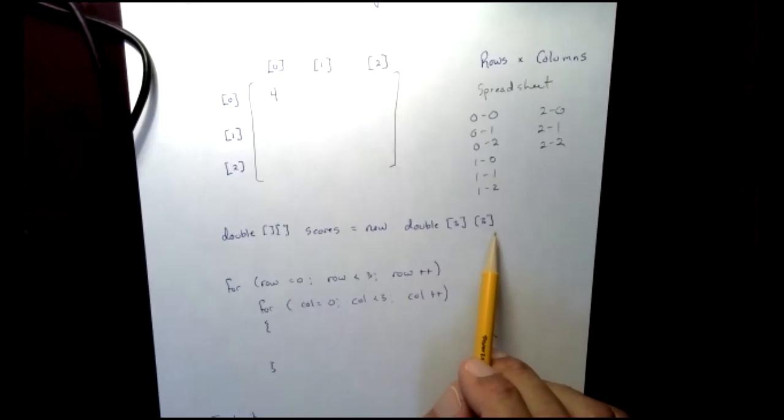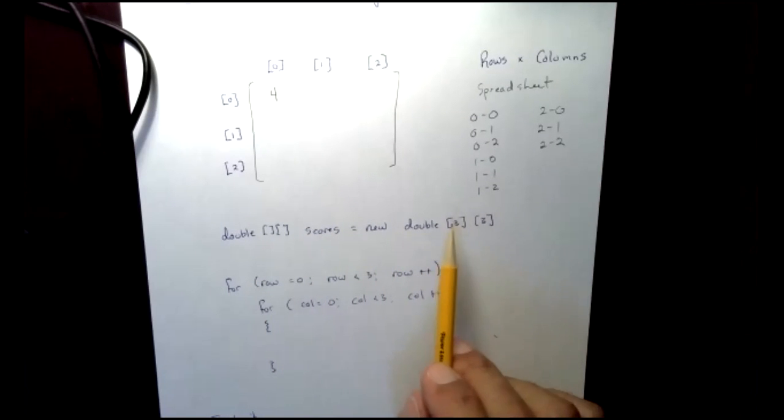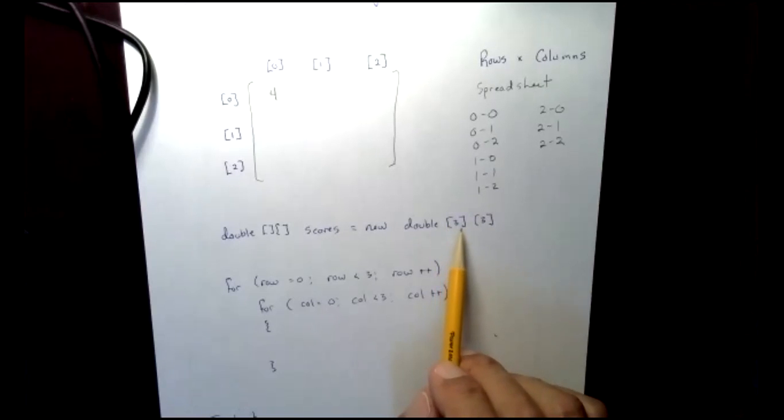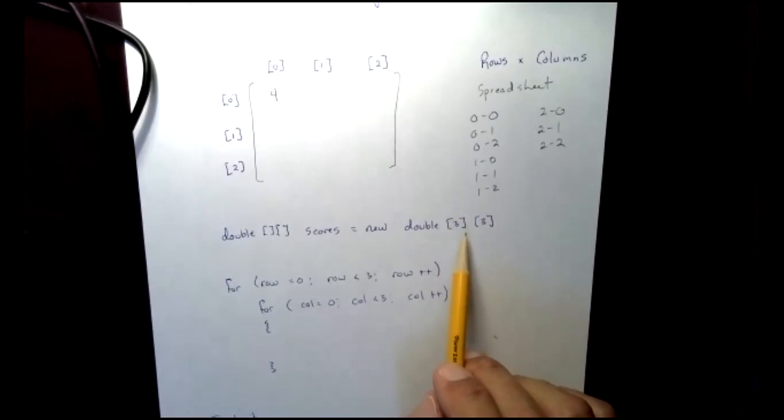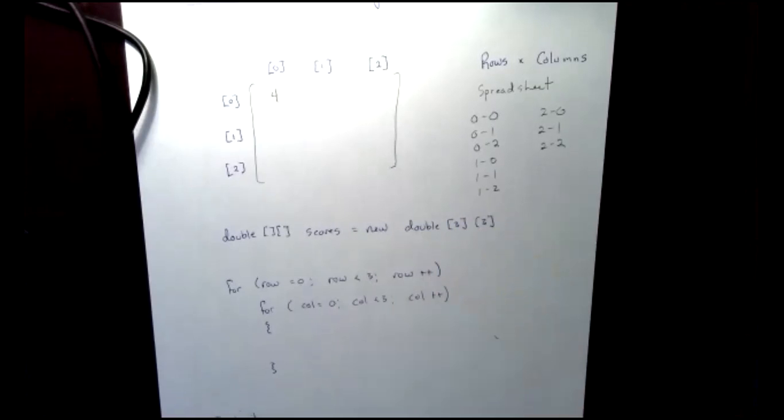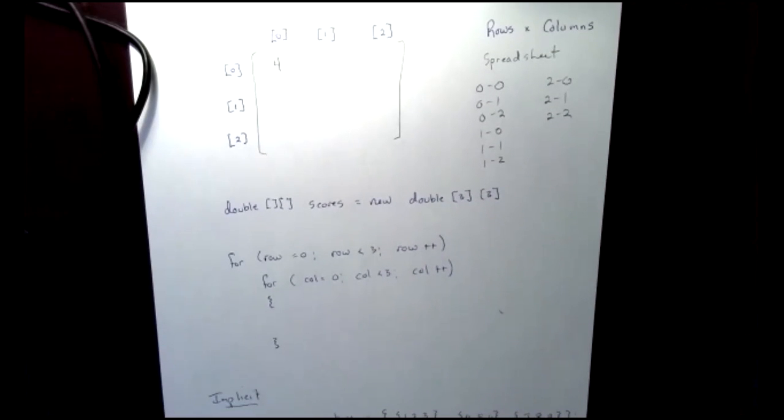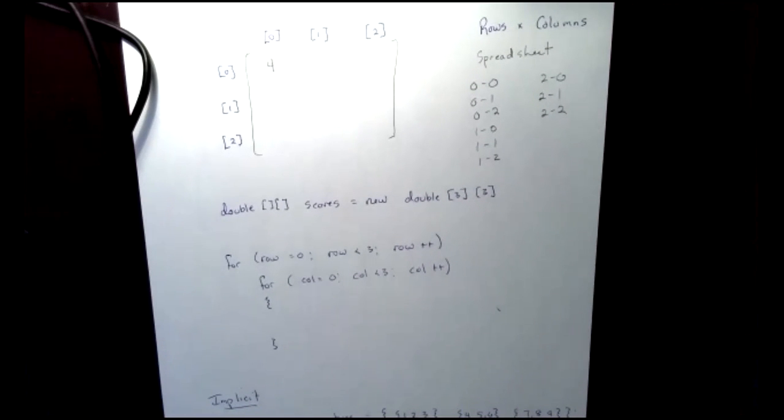There is another language, and I forget off the top of my head, but it only has one set of square brackets, and inside it would be 3, 3, and then a right square bracket. But for Java, we need 2 sets of square brackets. Same with C++ for those of you that are moving on.